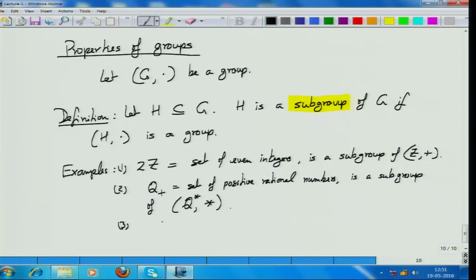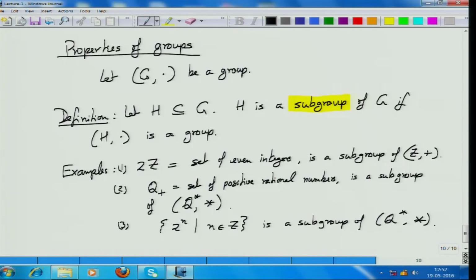Again, let's see the examples. Let's say this set, 2 to the n, where n is an integer, is a subgroup of rational numbers under multiplication. Do you see this? It's straightforward. You can multiply any two of these elements, its closure and all other properties are also satisfied.